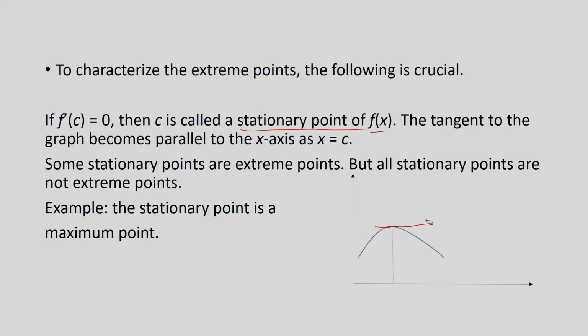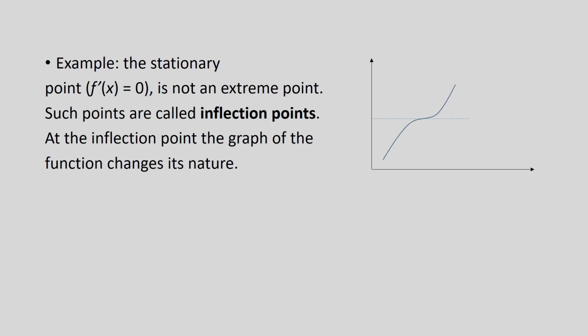Some stationary points are extreme points. Here you have an example where, suppose here is the stationary point, and the stationary point is actually an extreme point, it is getting a maximum value right here. But all stationary points are not extreme points. Only some stationary points will give you extreme points, but not all. So, here is an example where it is giving you an extreme point. Here is an example where you have a stationary point, but it is not an extreme point.